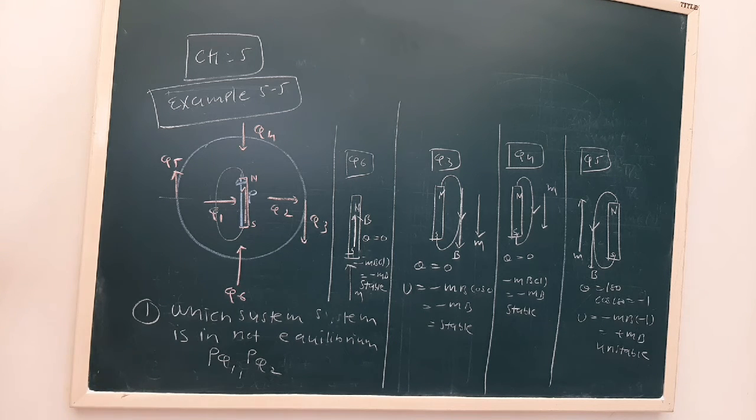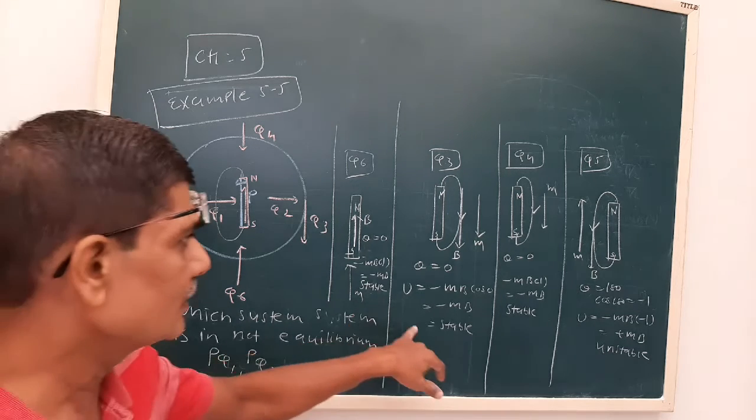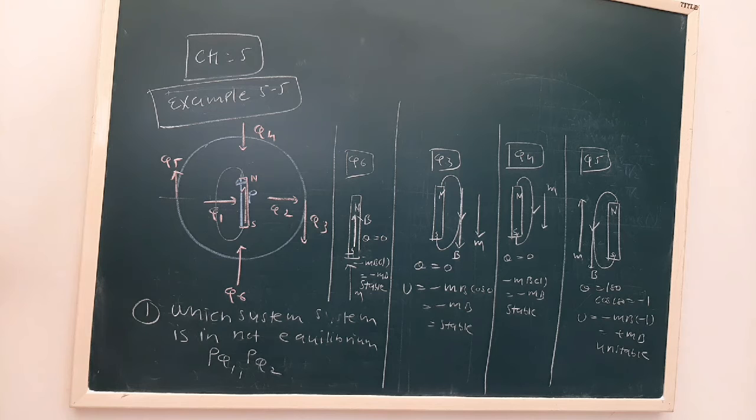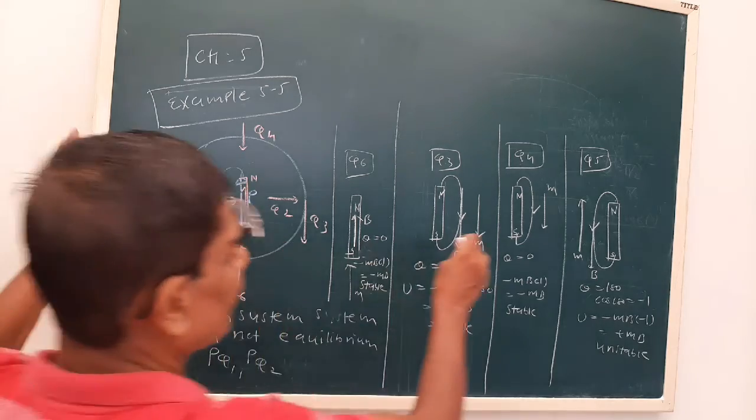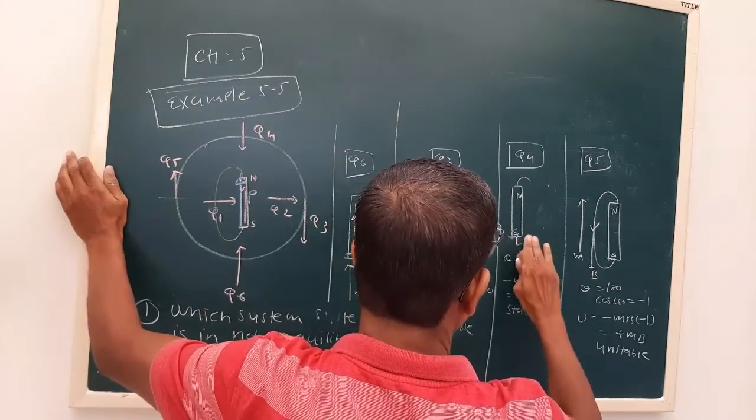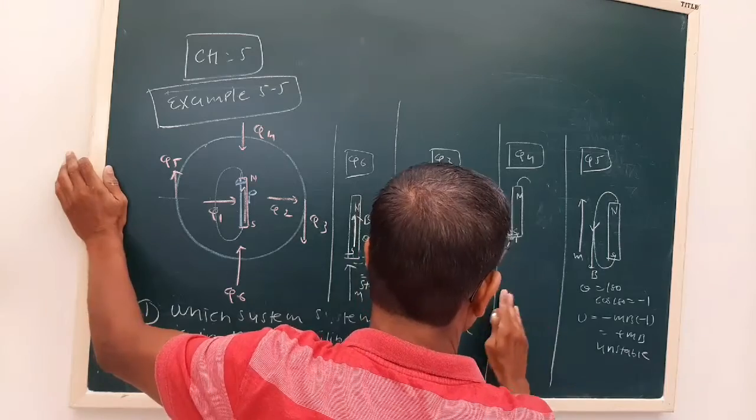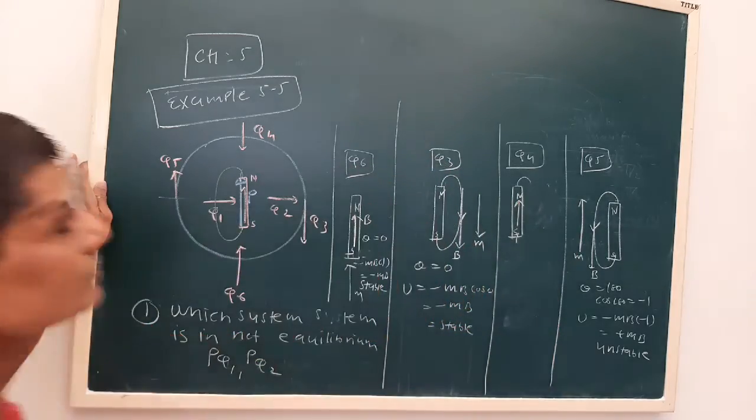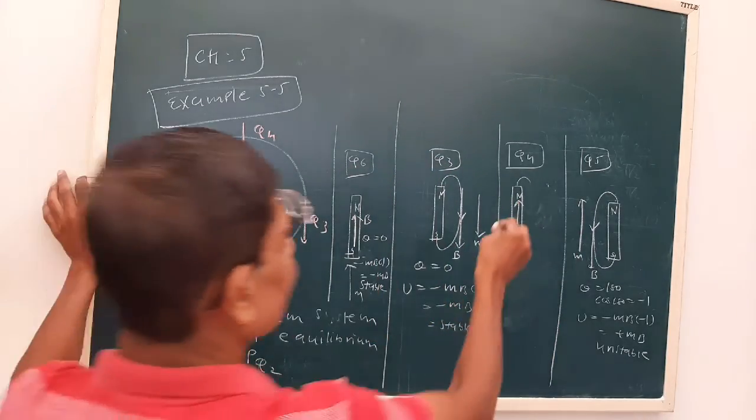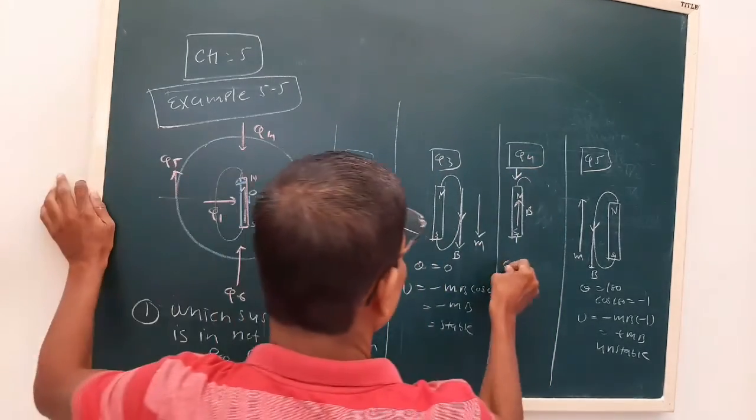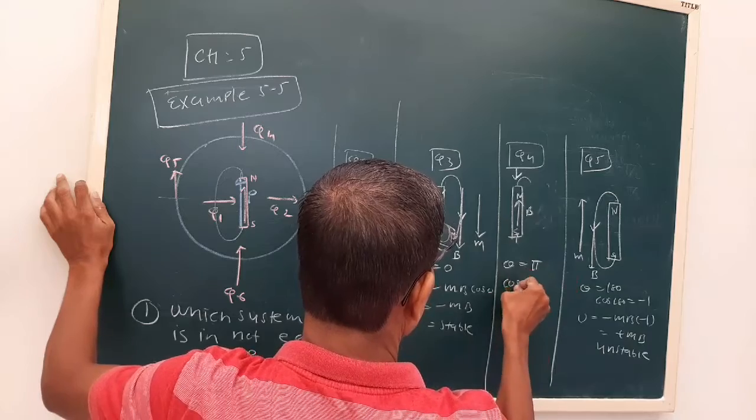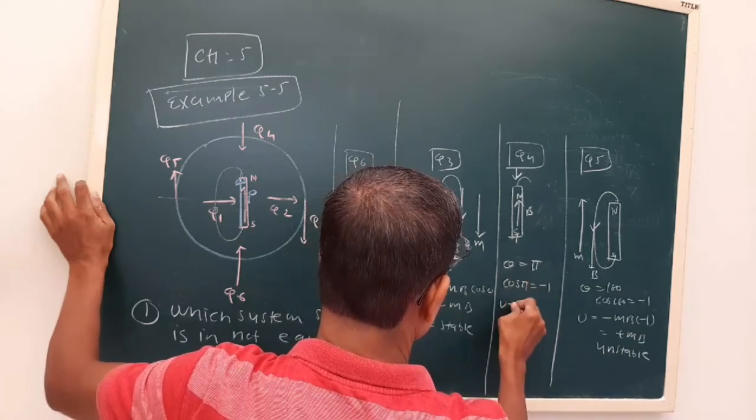Q3, yes, this is stable. Now Q4. Q4 lies in the same category. Sorry, somewhere I made a mistake. Now see, inside the bar magnet, the magnetic field line will be like this. Q4 is in this direction. What is the angle here? Theta is pi, cos pi is -1.